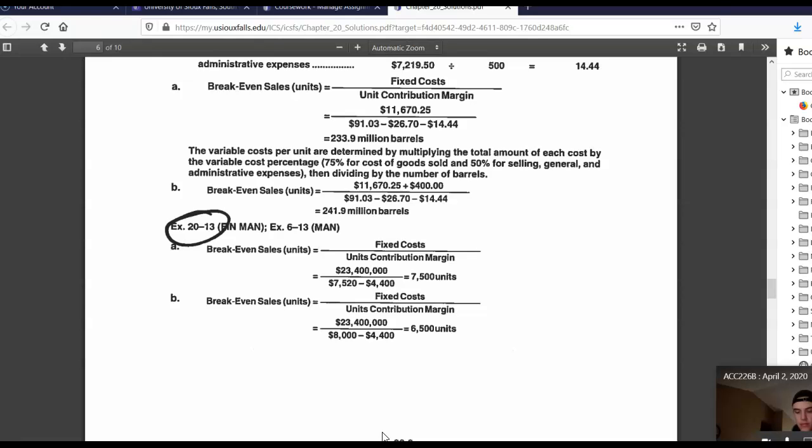So if your fixed costs go up, you've got to sell more in order to break even, correct? Or if your selling price goes up and everything else stays the same, you will sell fewer units to remain the same. Or if your variable costs go up, you will have to sell more units to break even. Okay, questions on number 13?